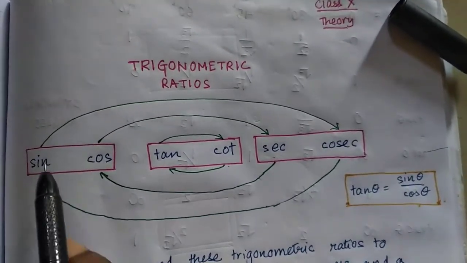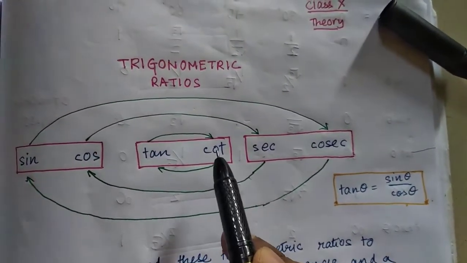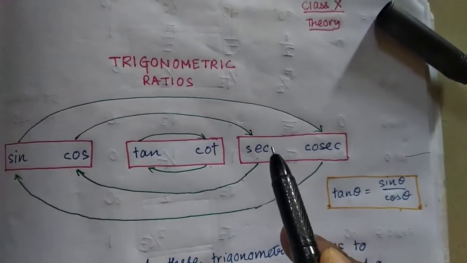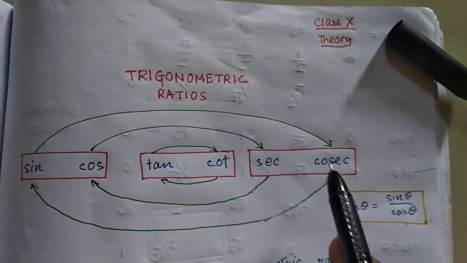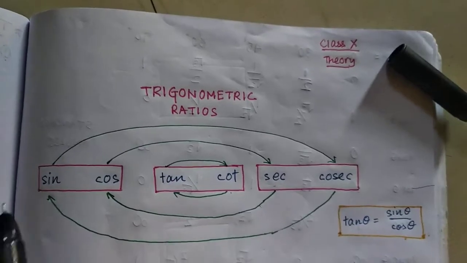And sine and cos are like best friends. Tan and cot are like best friends, and sec and cosec are like besties. Why they are best friends, I'll tell you later.